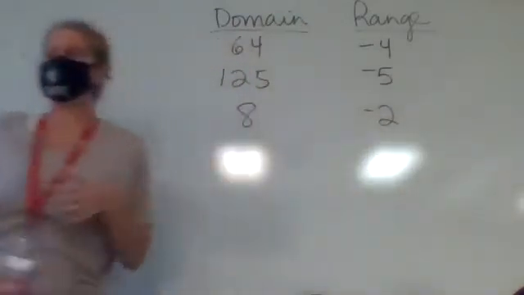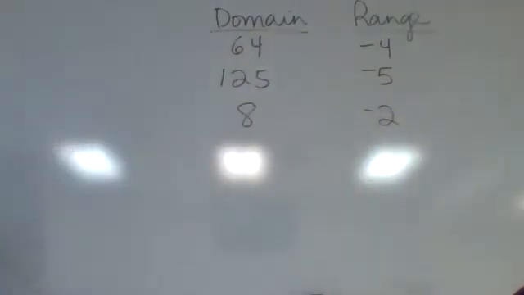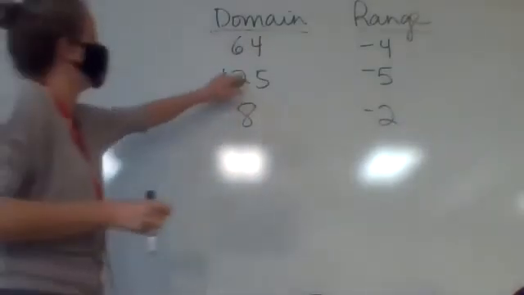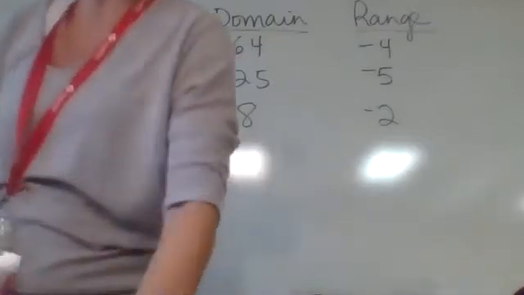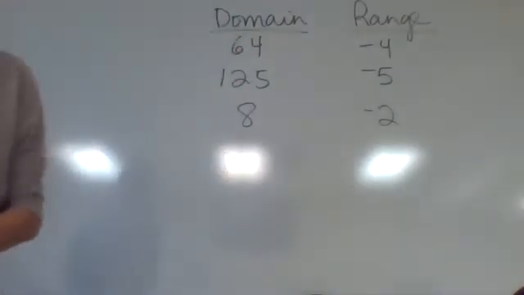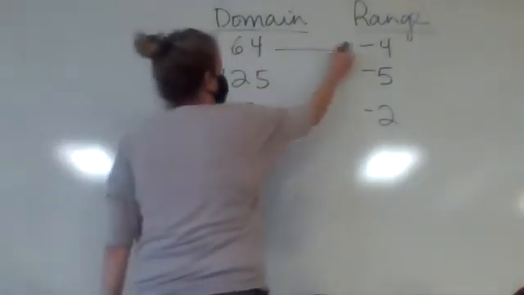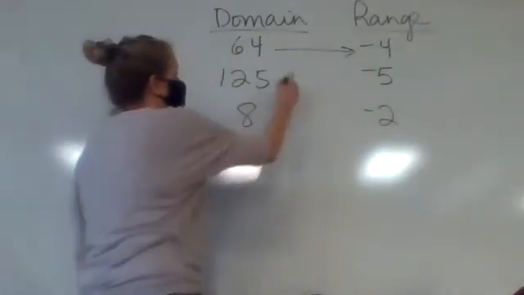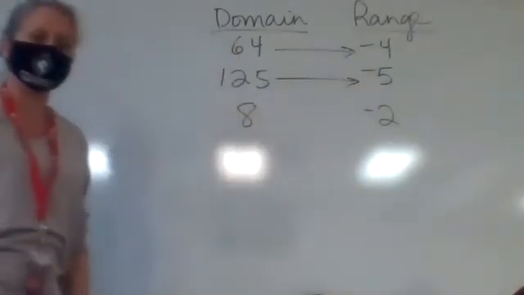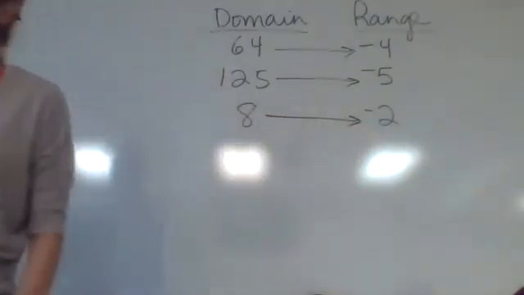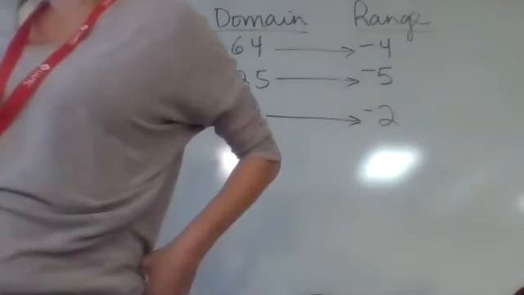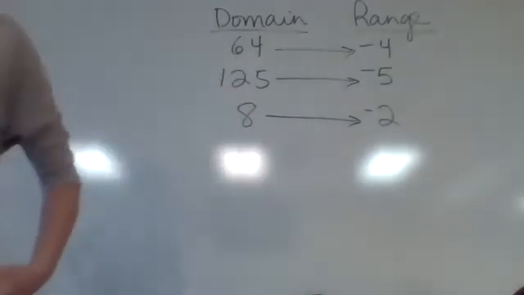So, depending on where my arrows go, this may not be a function, because if one of these numbers has 2 arrows going out of it to 2 different numbers in the range, that makes it not a function, okay? But it doesn't. 64 goes to -4. 125 only goes to -5, and 8 only goes to -2. So yes, again, this one is a function.